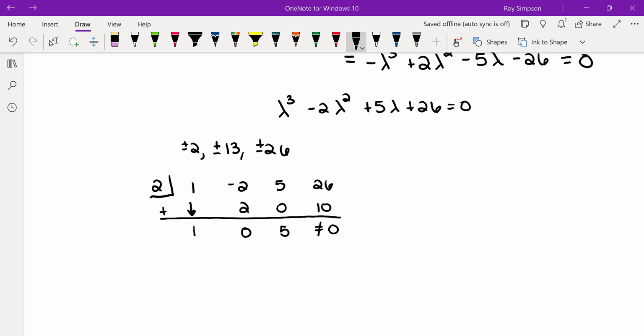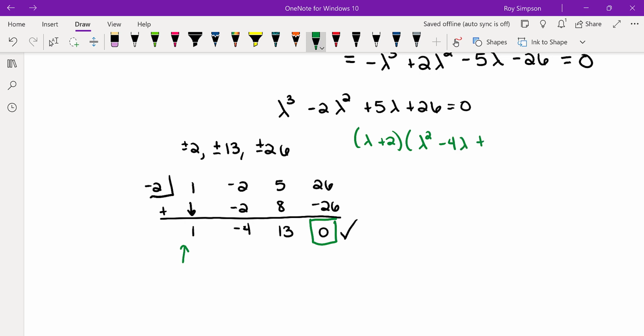So man, we're really not batting 1,000 here. Or maybe we are batting 1,000 because we're very consistent about not finding a rational root. Let's go ahead and try -2. There we go. We found it. So now we know that -2 is a root of that polynomial. That is, lambda minus -2. In other words, lambda plus 2 is a factor. And what remains after factoring out lambda plus 2 is lambda squared, 1 lambda squared technically, minus 4 lambda plus 13. Gosh, that looks hauntingly familiar.